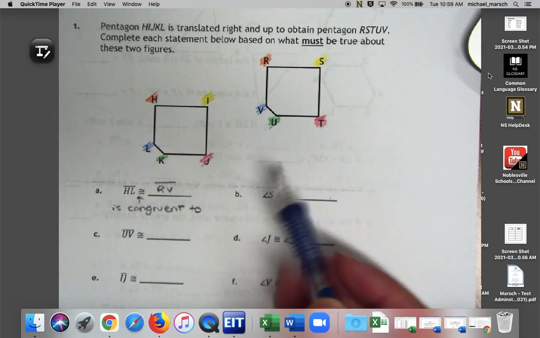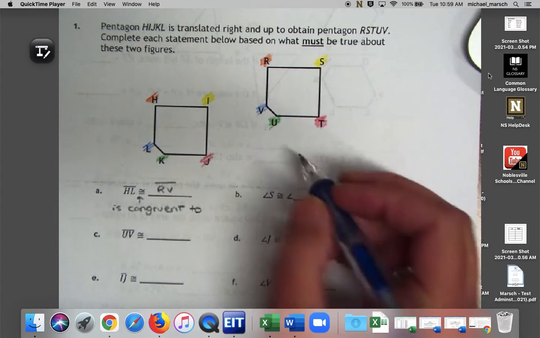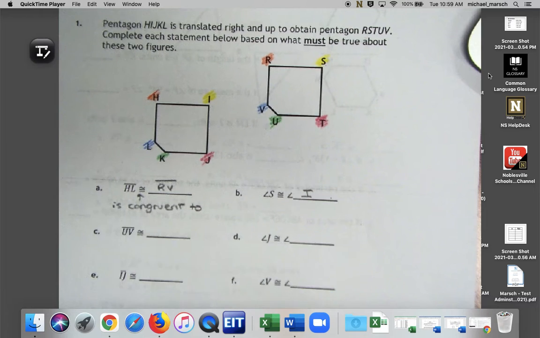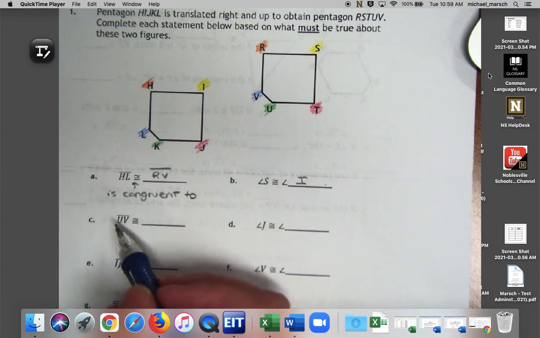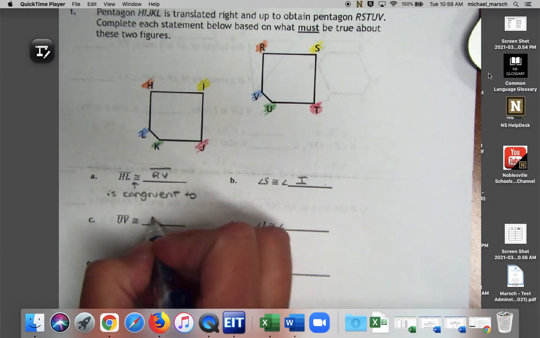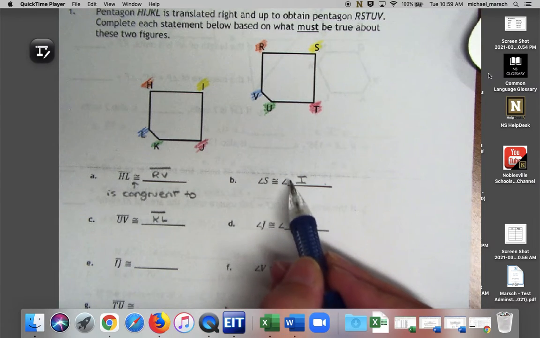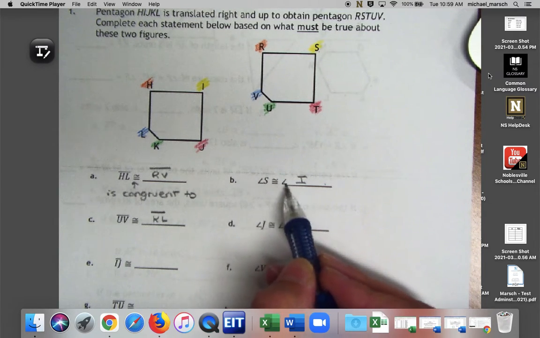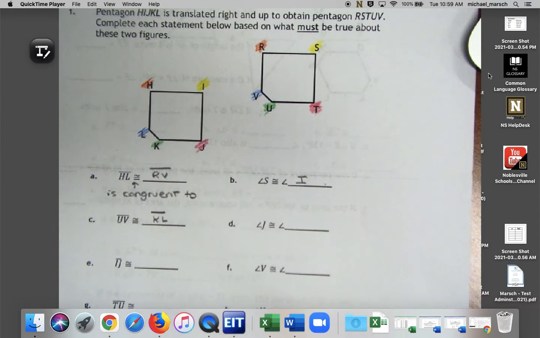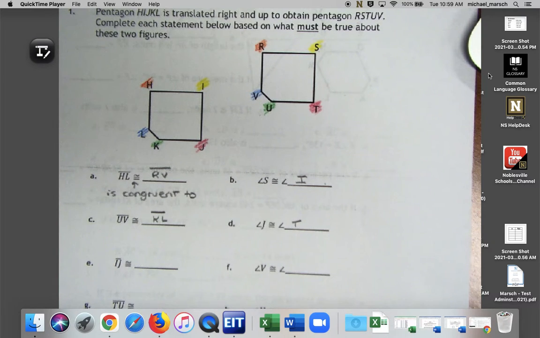Let's look at B. Angle S is congruent to which angle on the pre-image? I. Do you guys see how easy this is? All right, how about UV? I've got green to blue, KL. And you have to put that little line above it. That indicates that it's a line segment. This is the angle symbol. Did you guys know that? That little thing that looks like an angle? That's our angle symbol. All right, how about angle J? What is it congruent to? T. I told you guys you'd pick this up real fast.